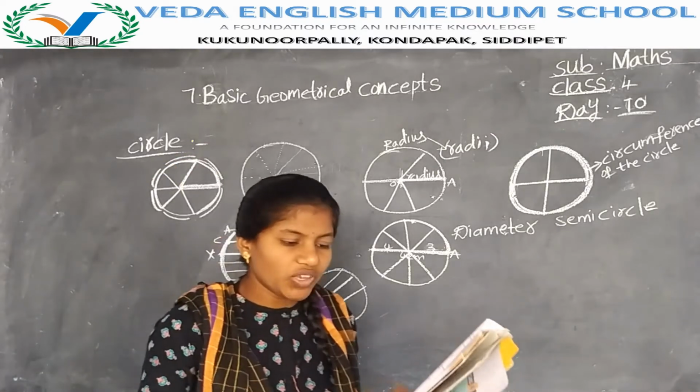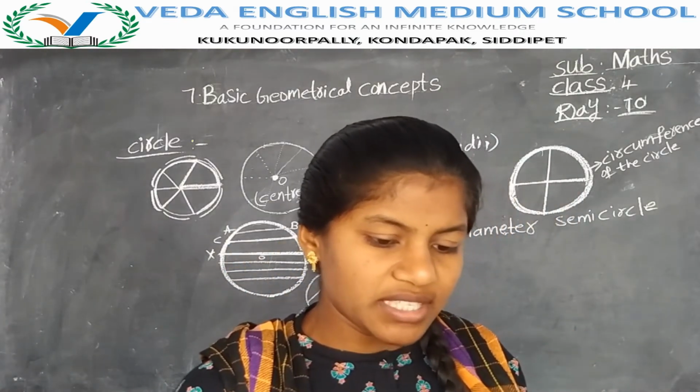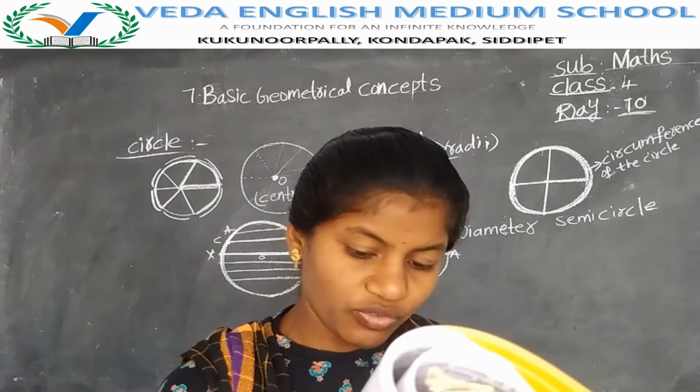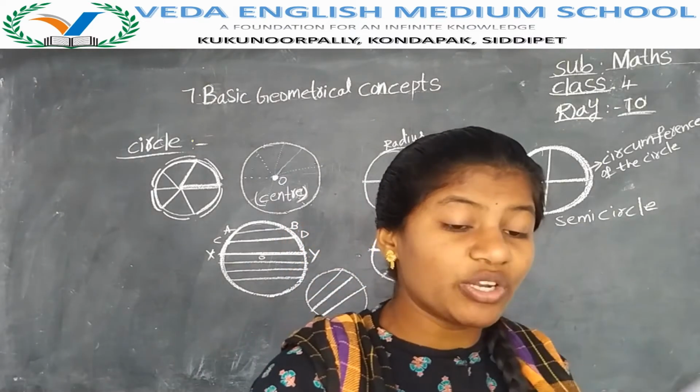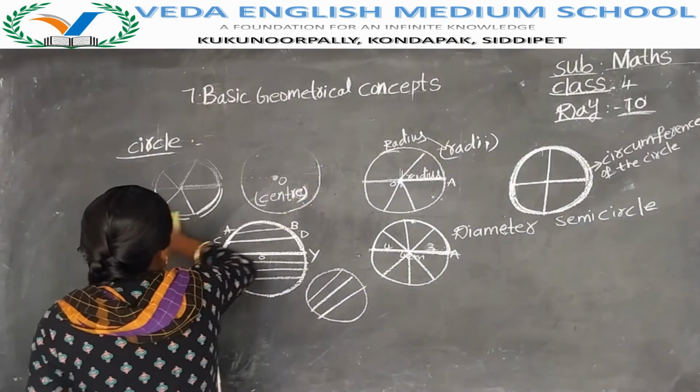Okay. Now we have learned about types of circles. Based on this, we will go for exercise 7.4. Now we have learned about the interior of the circle, the exterior of the circle, and the boundary of the circle.